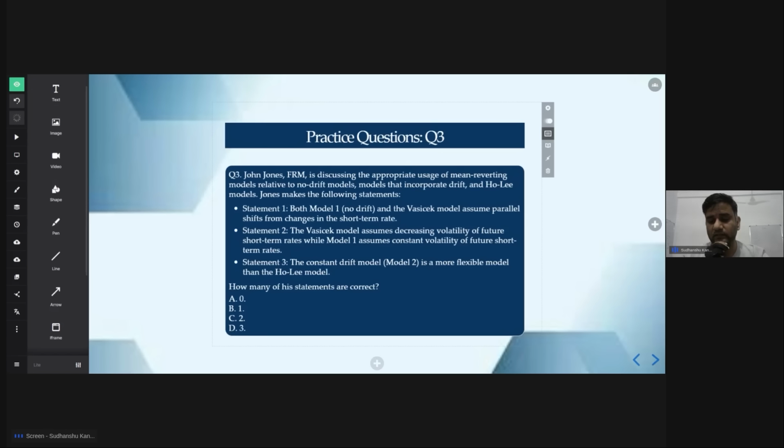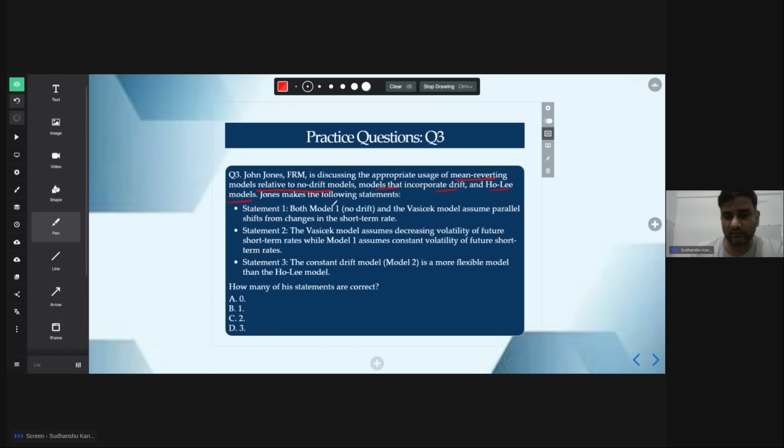Okay. Next one, guys. Next is John Jones FRM. John Jones FRM is discussing the appropriate use of mean reverting models relative to no drift models, models that incorporate drift and Ho-Lee models. So all models they are discussing, and he makes the following statement, right?